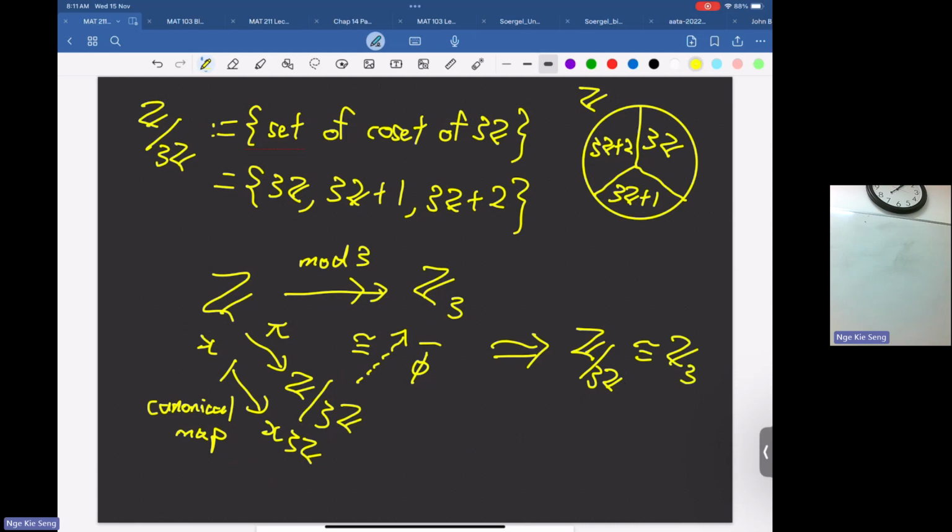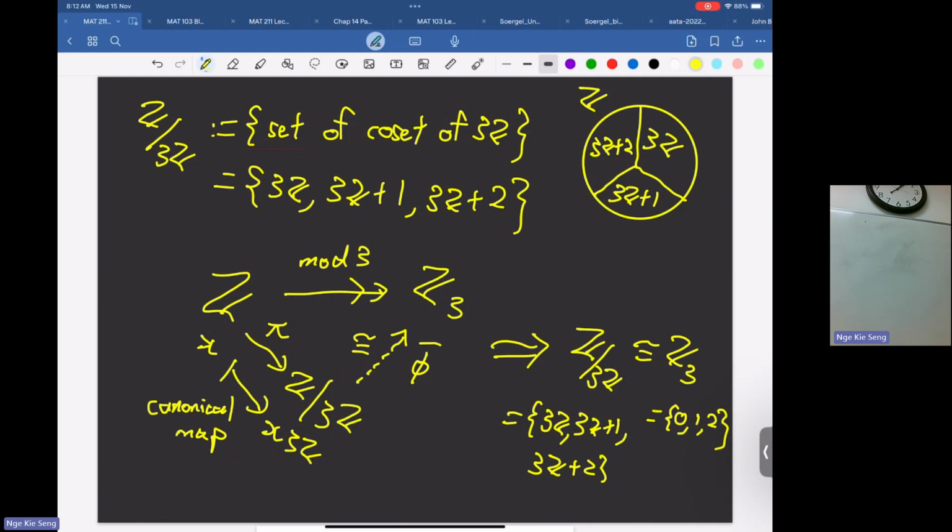Z3. Remember what Z mod 3Z is: cosets. But in Z3, what do you have? You have 0, 1, and 2. So these are really different sets. These two sets are different, so I cannot put equal here. They are different elements. So I put isomorphism here, meaning they compose the same way. So you should ask how they compose. On the right hand side, they compose by plus mod 3.